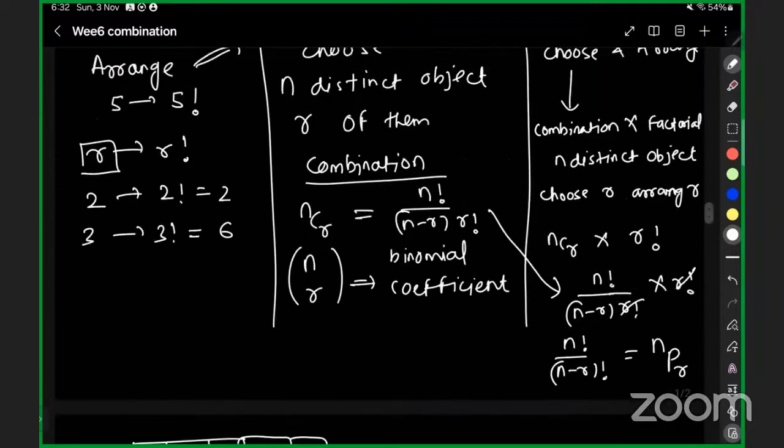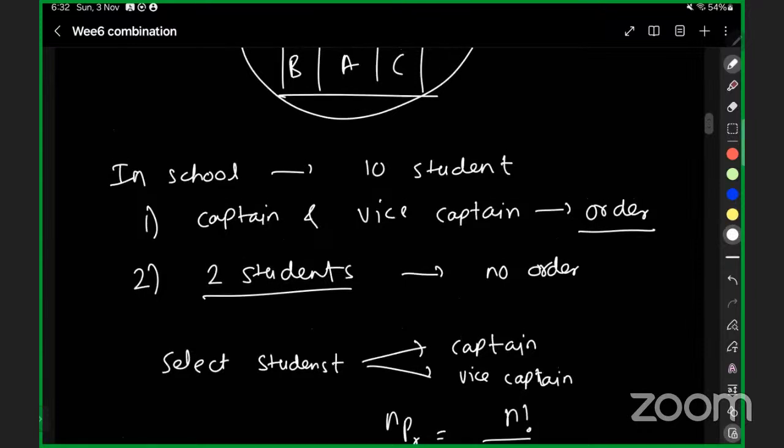So in this question, where captain and vice captain order does matter, I'll have the 10P2 case, and when I want to just select two students without any order, I'll choose 10C2. Is it clear? So when to use permutation, when to use combination.